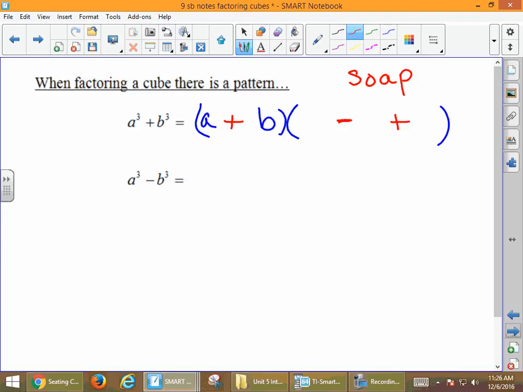So S, same sign. Opposite sign. Always positive. And then here's the last part. A cubed divided by a is a squared. We had 3 a's, we took out 1. b cubed divided by b. Notice where I'm going to put it. We had 3 b's, we took out 1, and put it here.